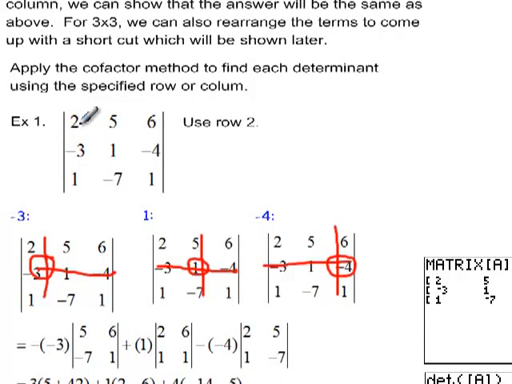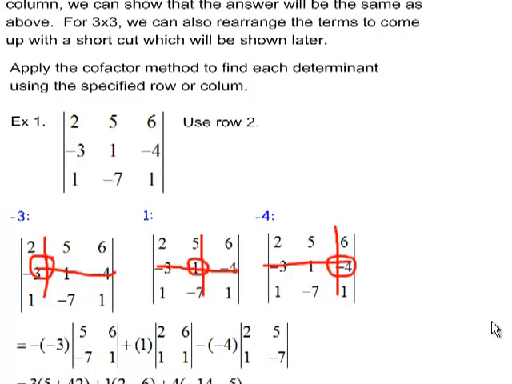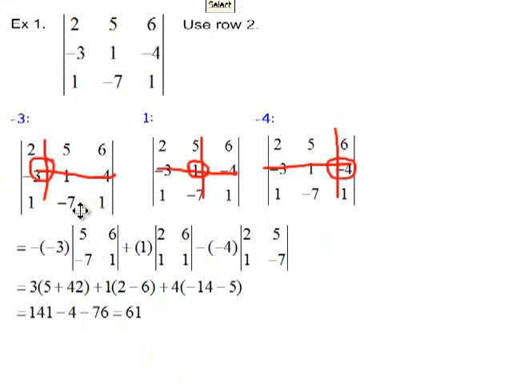I set up a matrix with rows 2, 5, 6; negative 3, 1, negative 4; 1, negative 7, 1, and I said to use row 2. If you use row 2, the entry will be negative 3. The minor will be, you cross out the second row and first column, so the minor will be the matrix with rows 5, 6 and negative 7, 1.